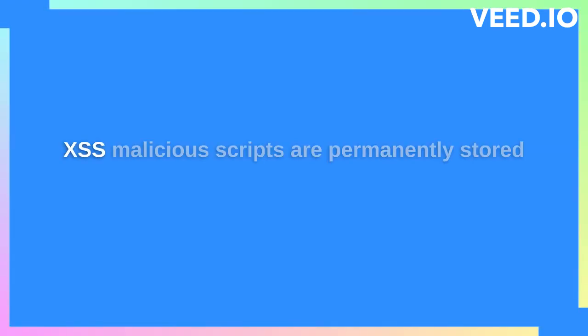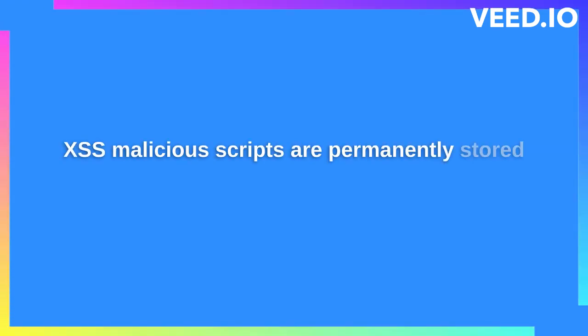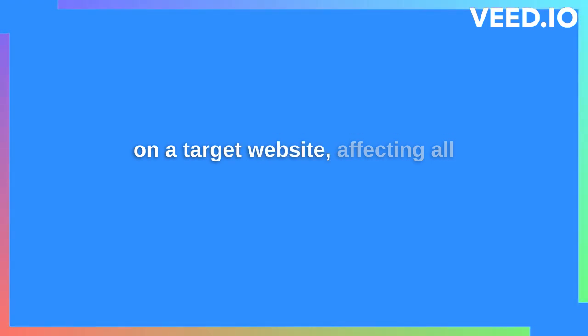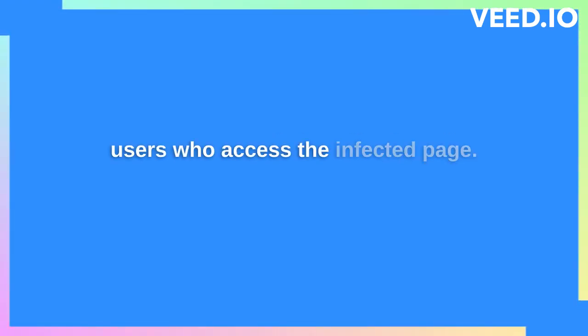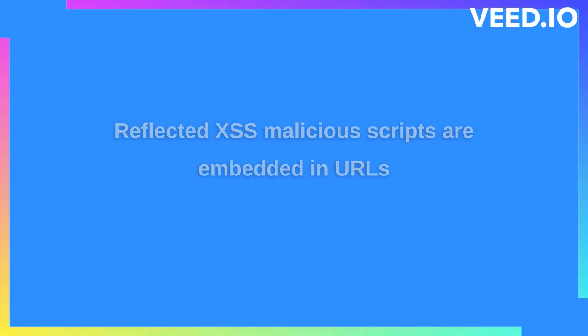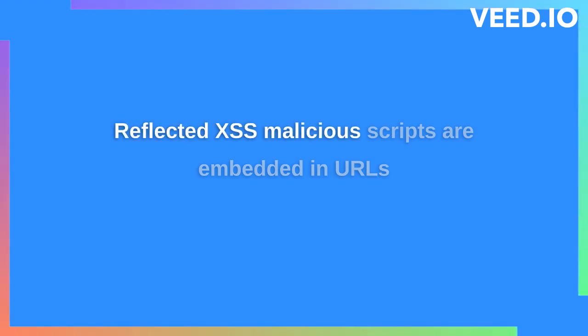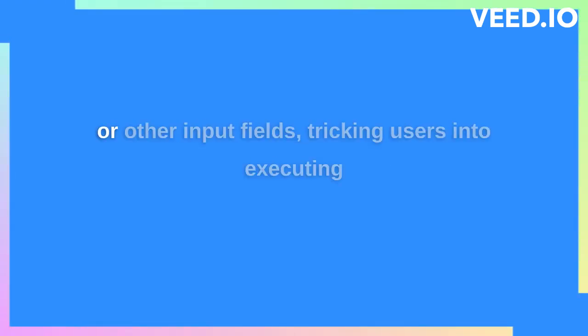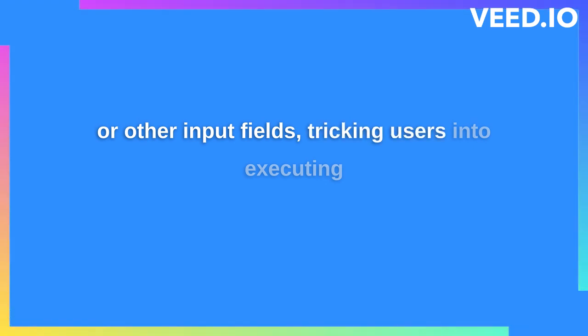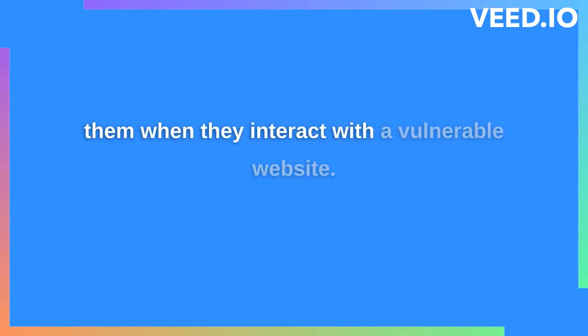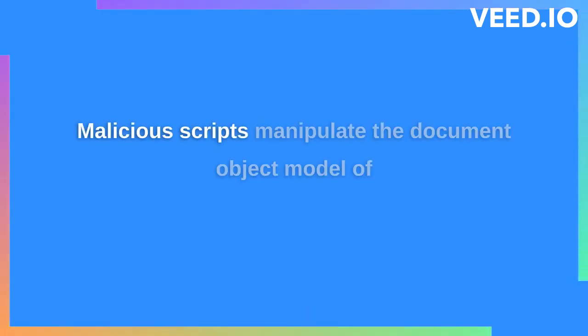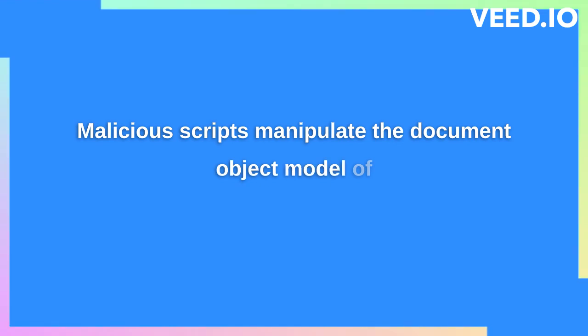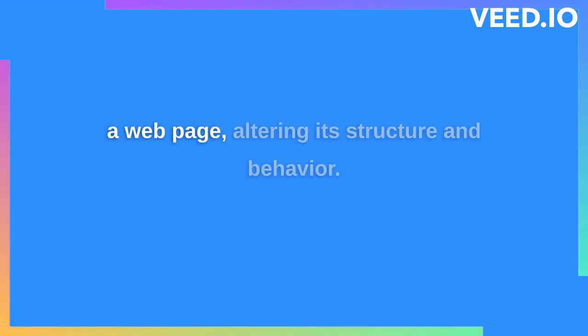Stored XSS. Malicious scripts are permanently stored on a target website, affecting all users who access the infected page. Reflected XSS. Malicious scripts are embedded in URLs or other input fields, tricking users into executing them when they interact with a vulnerable website. DOM-based XSS. Malicious scripts manipulate the document object model, DOM, of a web page, altering its structure and behavior.